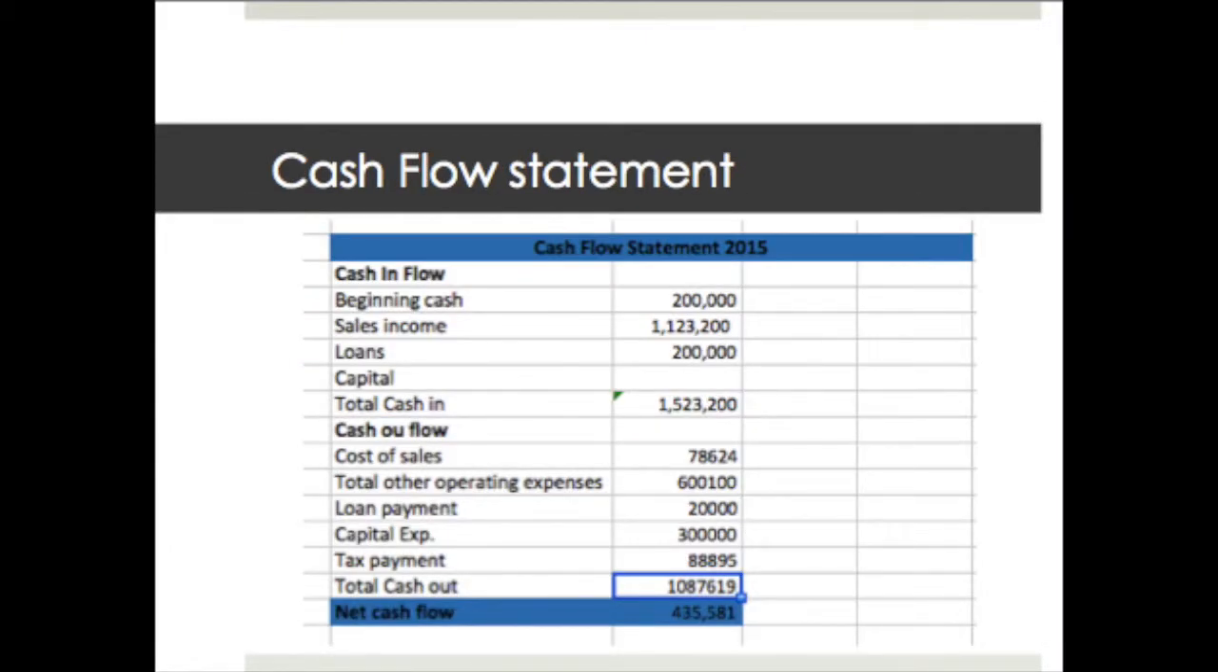And for the cash flow statement, we have cash in and cash out. Starting with the cash in, we have beginning cash, which is the amount we invested from our profit. Then we add to it sales income, and then we add loans to get the total cash in. And for the cash out, we have cost of sales, total other operating expenses, loan payment, which is interest, capital expenditure, tax payment, and then we calculate the total cash out to then calculate the net cash flow.